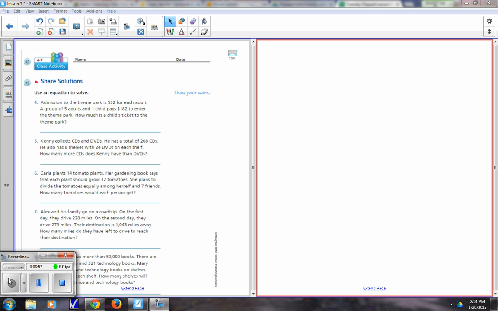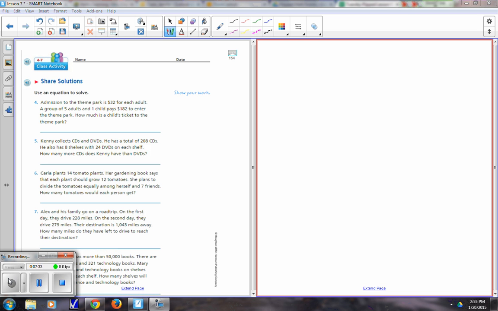Okay, so we have 5 more word problems that we're going to work through here. And I'm going to set up 3 of them for you, and I'm just going to read through some of the other ones with you. So number 4, admission to the theme park is $32 for each adult. A group of 5 adults and 1 child pays $182 to enter the theme park. How much is a child's ticket to the theme park?